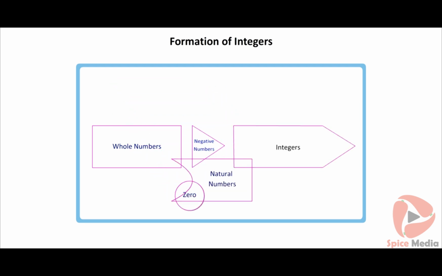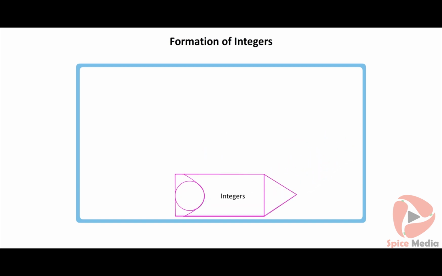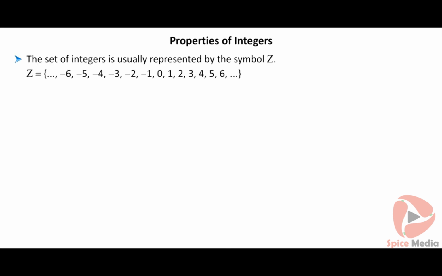0, along with natural numbers, form the set of whole numbers. Whole numbers, along with negative numbers, constitute the set of integers. Thus, the set of integers contain negative numbers, 0, and positive numbers. Properties of integers. The set of integers is usually represented by the symbol Z, such that Z is equal to a set of all infinite negative and positive numbers along with 0.